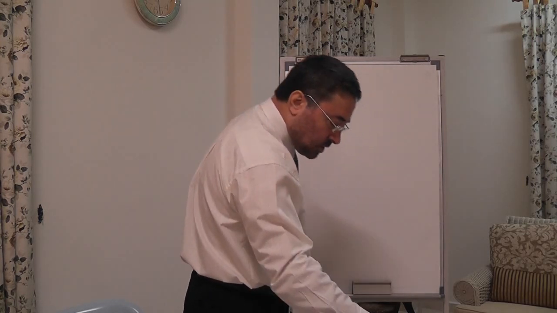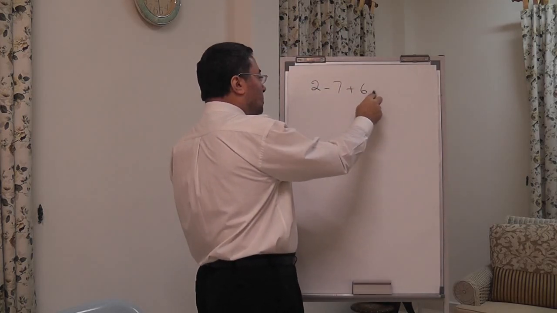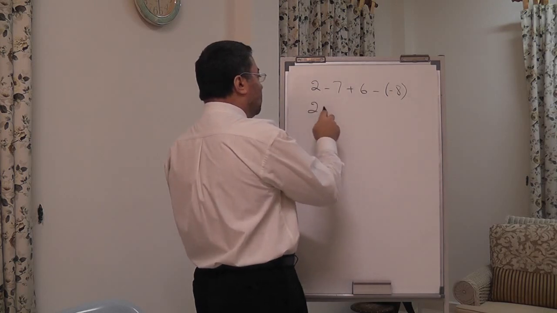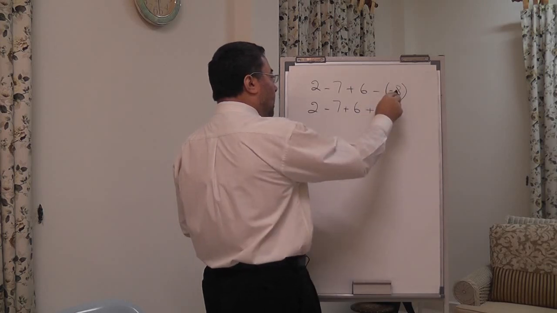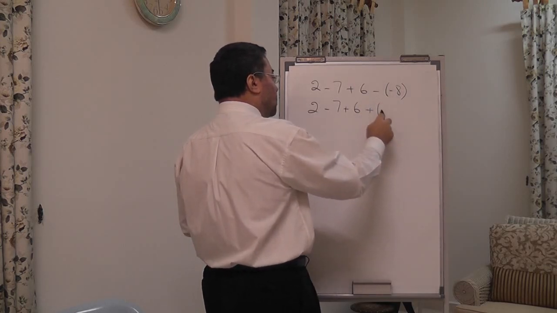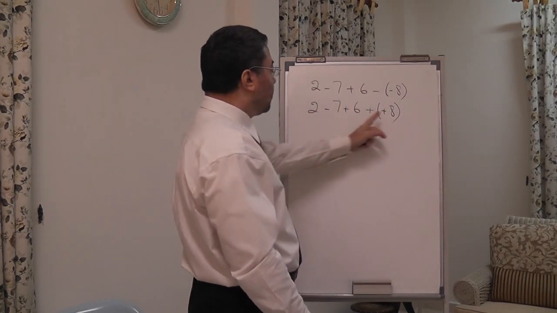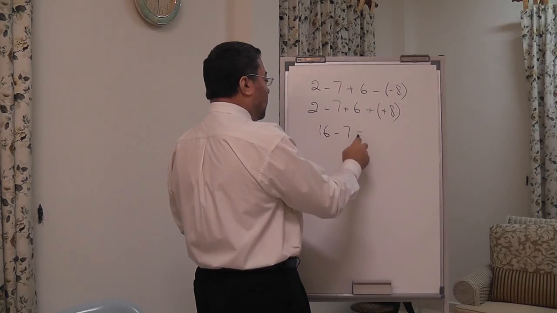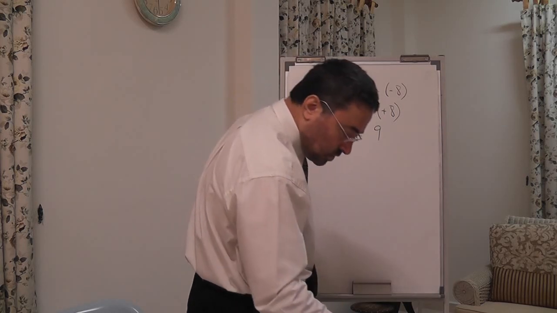2 minus 7 plus 6, minus 8. We change this to a positive sign, and we get the opposite of this number, which is plus 8. Now we only have one negative and three positive numbers. These added together is 16 minus 7, and that will be 9. We get the difference and the sign of the larger.